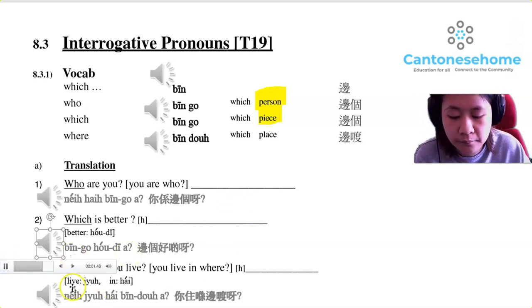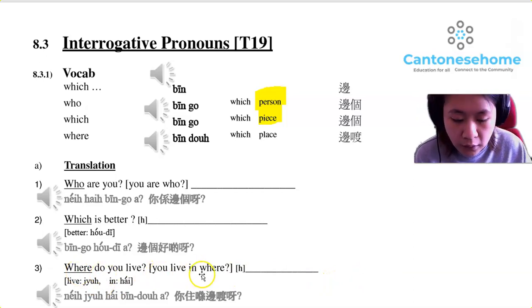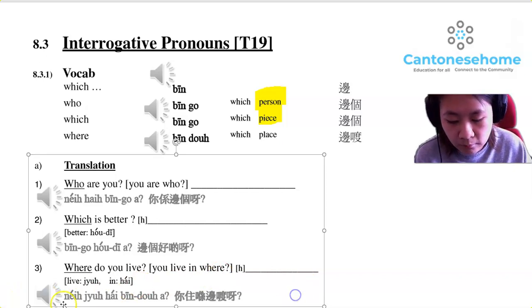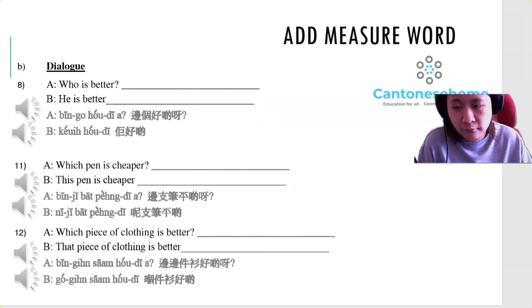Okay, so the last sentence, where? So it's 邊度, right? And then you live in where? 你住喺邊度啊? 邊度 is at the end of the sentence as well.